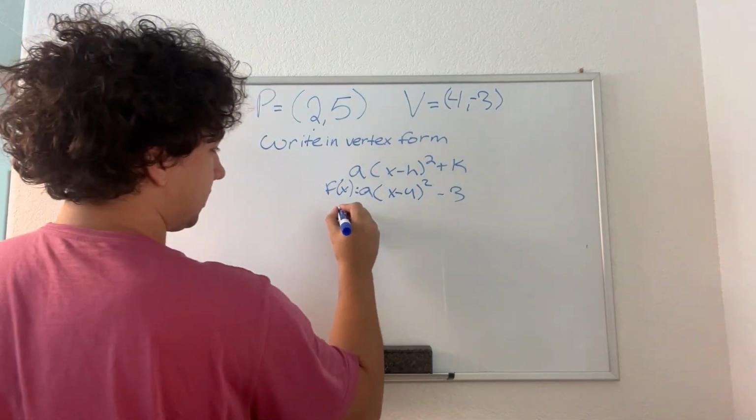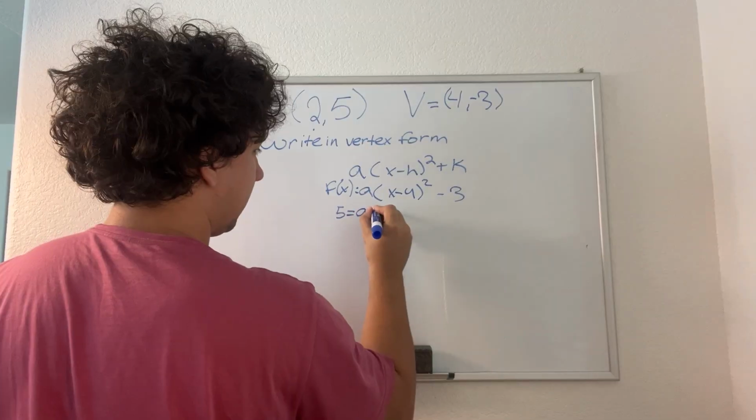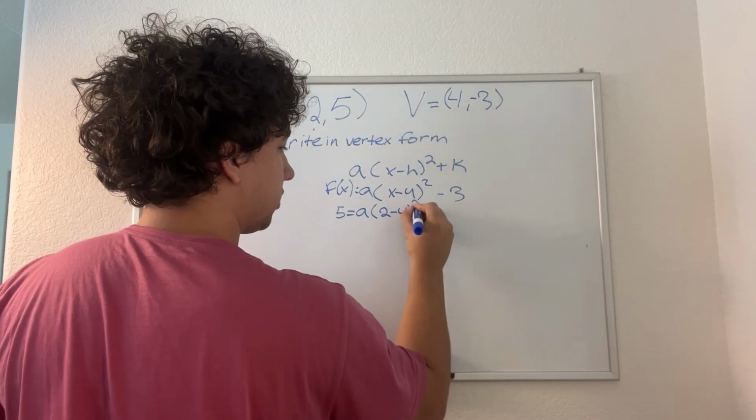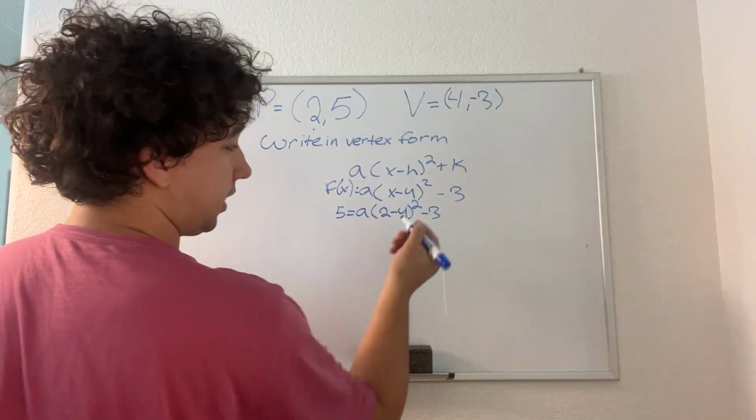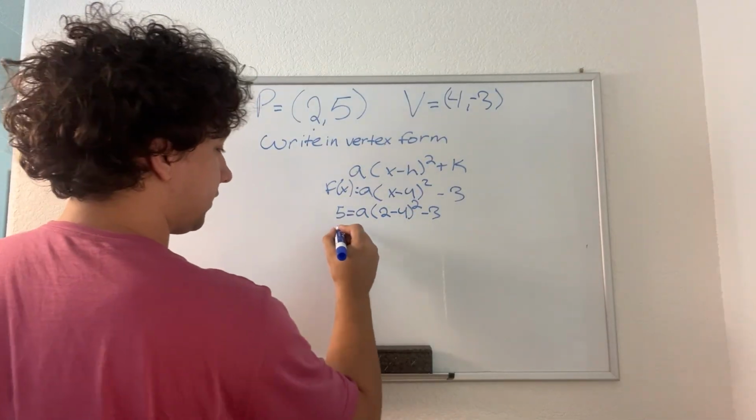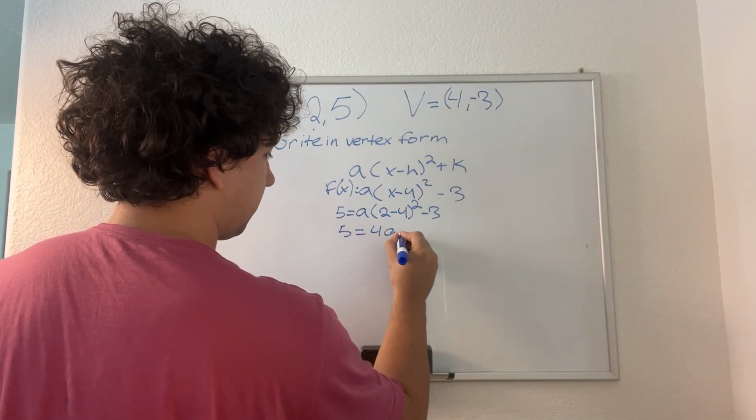So what I'm gonna do is I'm gonna replace everything. F of x, 5 equals a times (2 minus 4) squared minus 3. From here, I just solve. Well, 2 minus 4 is -2, squared is 4. 5 equals 4a minus 3.